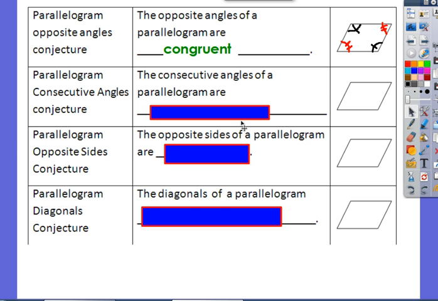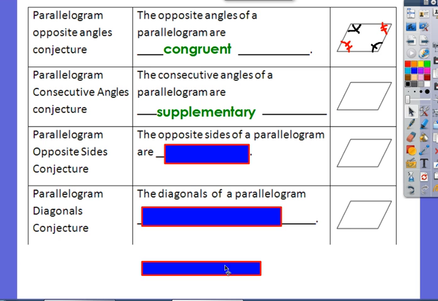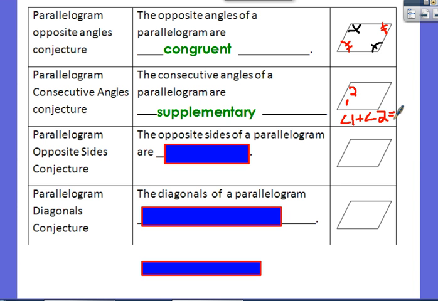Include the drawing, please. The parallelogram consecutive angles conjecture: the consecutive angles of a parallelogram are supplementary. That means if this is angle 1 and that is angle 2, then angle 1 plus angle 2 equals 180. Supplementary means that two angles add up to 180. Another word for that is linear pairs. Linear pairs add up to 180. Okay? So that's all that means. If this one's angle 1 and that one's angle 2, they add up to 180. If that is 3 and that is 4, 3 plus 4 is 180.